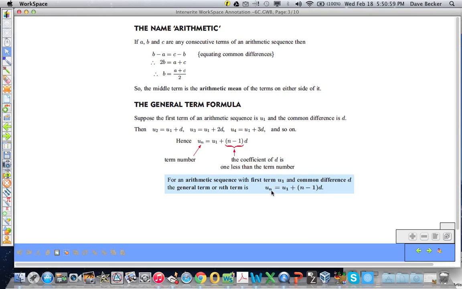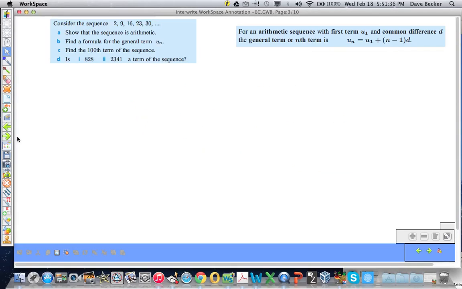Now, n must always be a positive integer. So that would be 1, 2, 3, 4, 5, and so on. It cannot be a decimal or a fraction or anything like that. For example, if n were equal to 5, we're talking about the fifth term, u sub 5. So this n would be 5, and this n would be 5. It's the same n. u sub 1 is the first term in the sequence, and d is the common difference.